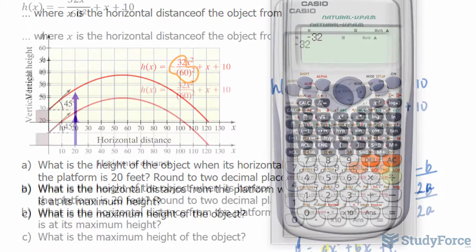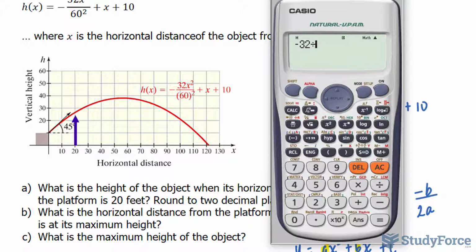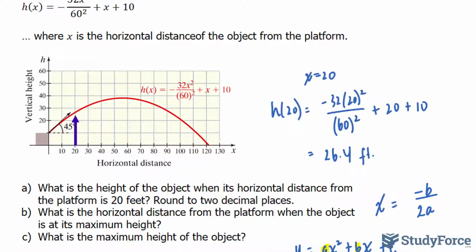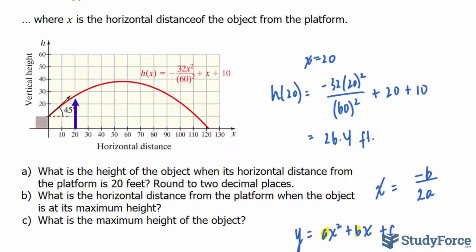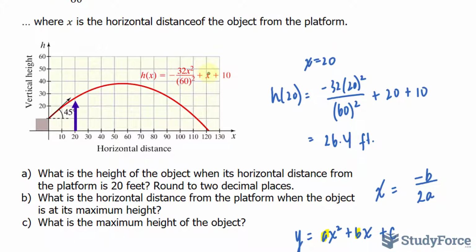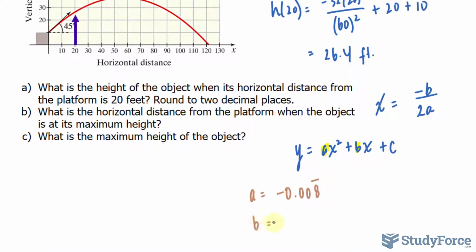Negative 32. Then we divide this by, according to the equation, 60 raised to the power of 2. And we end up with negative 0.008 repeating. I'll write that down. A is equal to negative 0.008 repeating. For the coefficient of the x term, that's easy. It's 1. So I'll write that down. B is equal to 1.